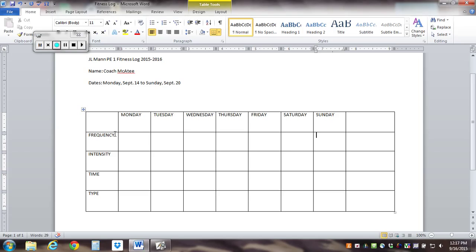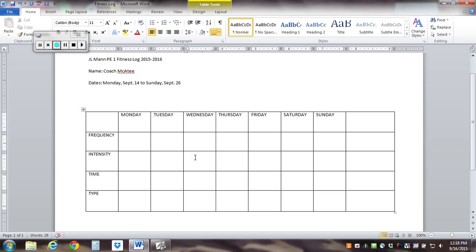So I'm going to fill out this fitness log. The first thing we're going to do is skip over frequency. We'll come back and do that one last. That seems to be the one that most people are having trouble with. So let's do intensity. I'm right there under Wednesday.